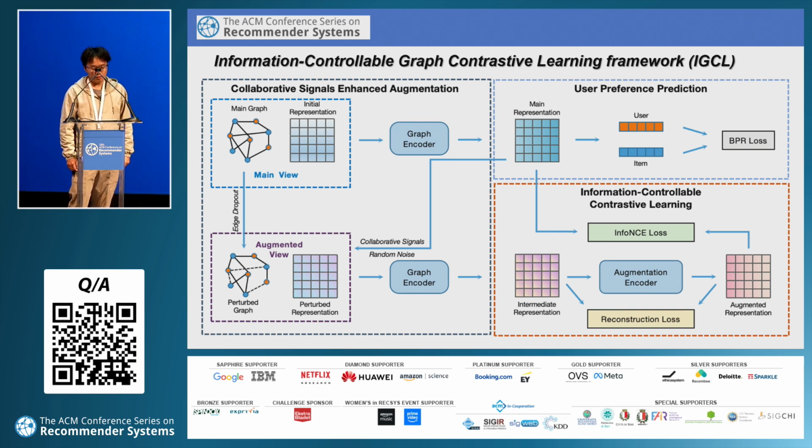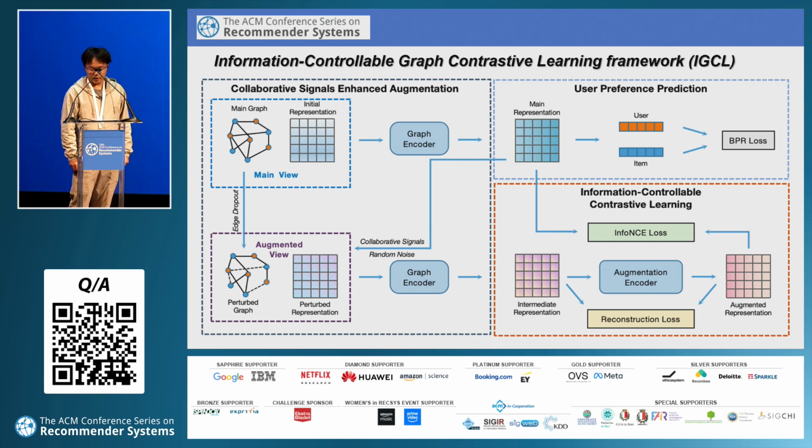And the second module is the Information-Controllable Contrastive Learning. A unique aspect of IGCL is the focus on controlling the degree of similarity shared among different views. This is done by introducing a reconstruction loss to maintain an optimal level of information shared between the main and augmented views.